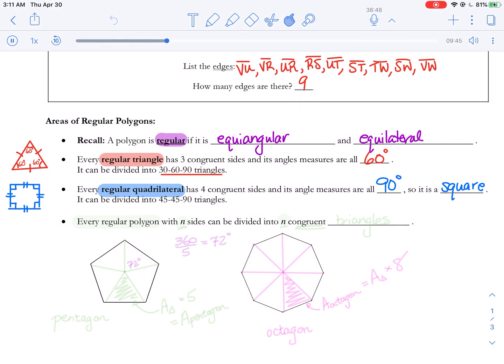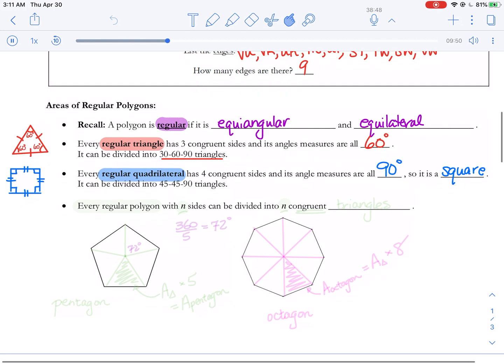Okay, so in general, a regular polygon with n sides, actually I'm going to use a different color. A regular polygon with n sides, you can divide any regular polygon with n sides into n congruent shapes. Every regular polygon. So what is this shape here? What is that polygon? That's a pentagon, right? Okay, so a pentagon can be split into 5 congruent parts.